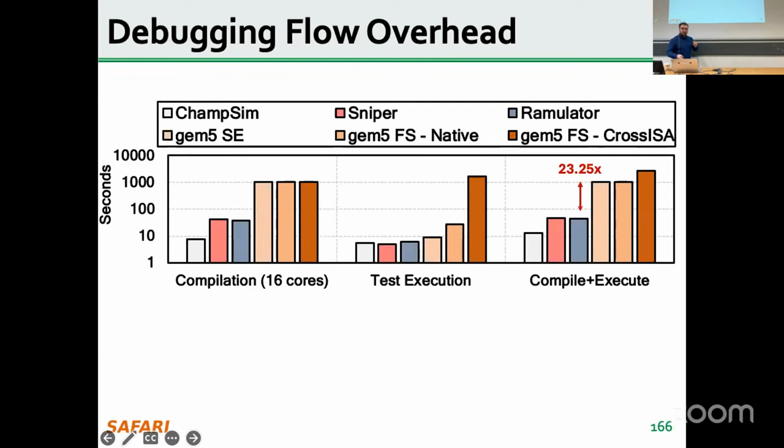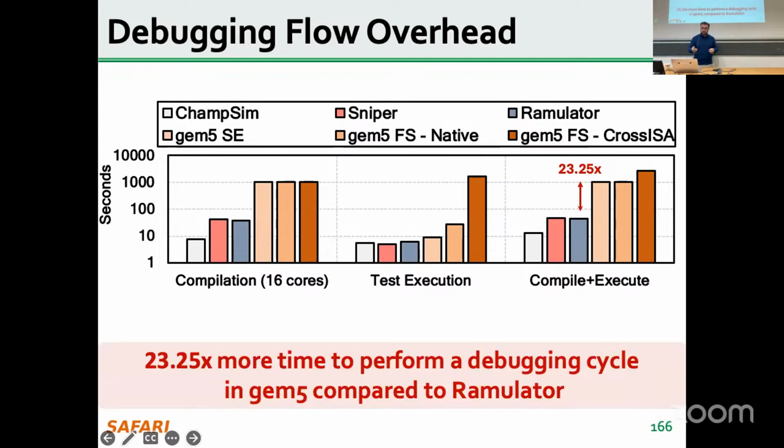In this example, I show the debugging flow. These are some results which we got for our submission. We demonstrate that to perform a debugging cycle, which means I simply compile and run, it takes 23x more time in gem5, which is a full system simulator, compared to an emulator.